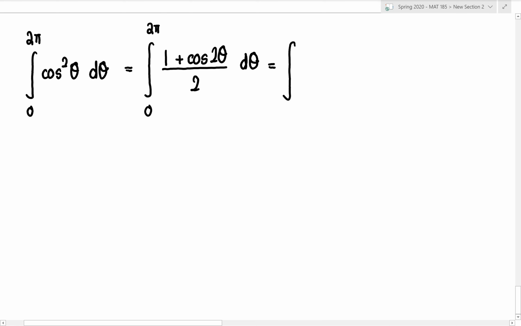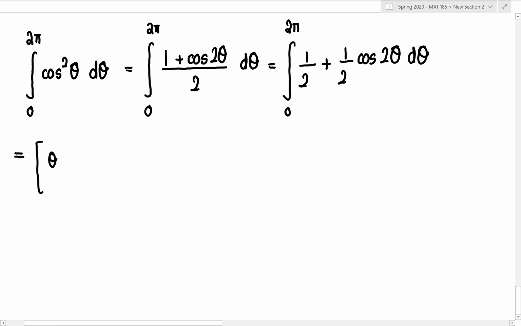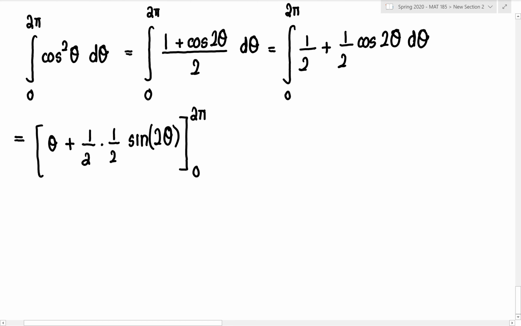I can rewrite this as the integral from 0 to 2 pi of 1/2 plus 1/2 cosine 2 theta d theta. All right, so let's go ahead and integrate this. The integral of 1/2 is going to be theta, plus 1/2 stays as it is, and the integral of cosine 2 theta is going to be 1/2 sine of 2 theta, where theta goes from 0 to 2 pi. Again, whenever we're integrating even powers of cosine or sine, we're going to use the half angle or the double angle formula.